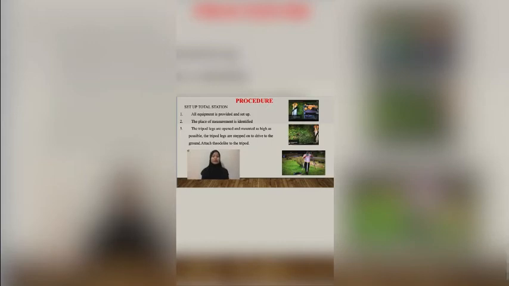First, set up total station. All equipment is provided and set up. Second, the place of measurement is identified. Next, the tripod legs are opened and mounted as high as possible. The tripod legs are stepped on to drive to the ground. Attach theodolite to the tripod. Next, theodolite is placed on the tripod and the theodolite is locked properly.